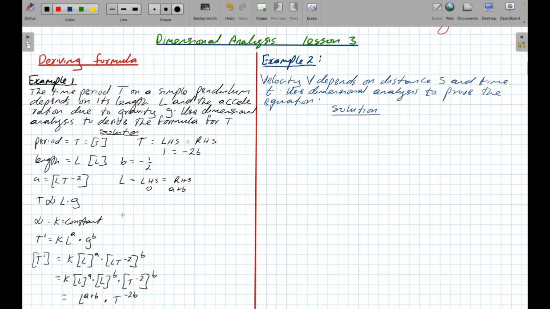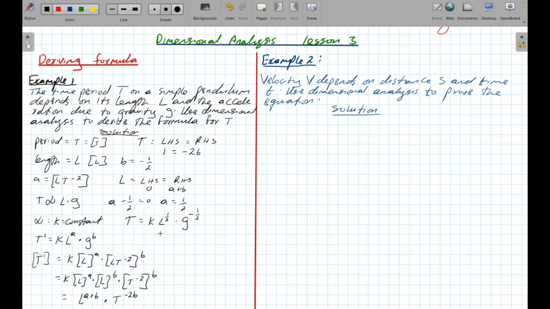Now equating this, our value for b here is minus 1 over 2, so a plus b equals 0. You can continue by saying a equals 1 over 2. Now let's substitute the powers that we just derived. Now recall that t is equal to k L, and my value for a is 1 over 2, multiplied by acceleration due to gravity g. The power is minus 1 over 2.